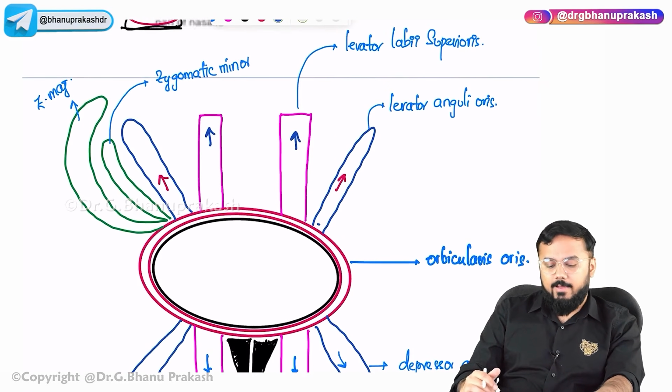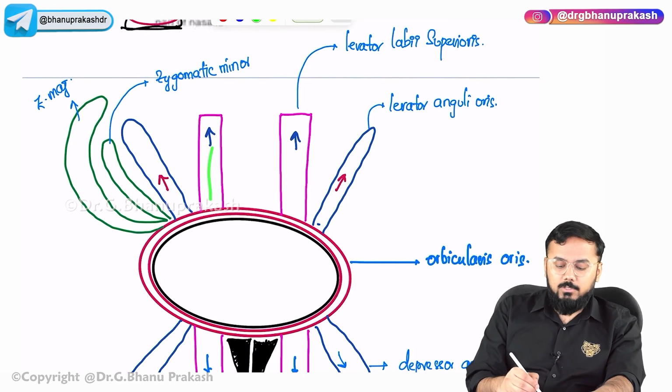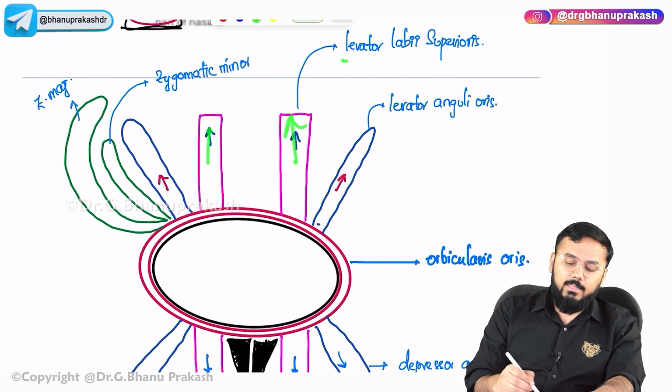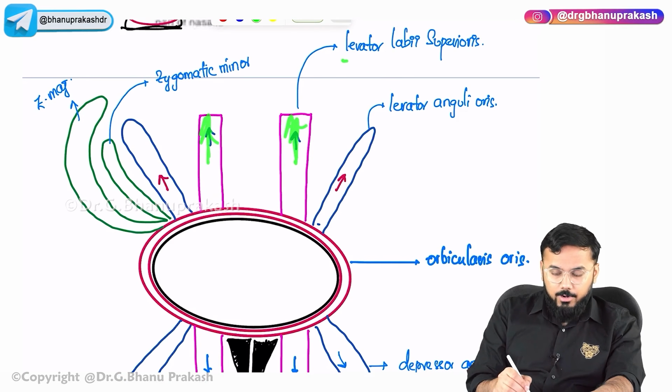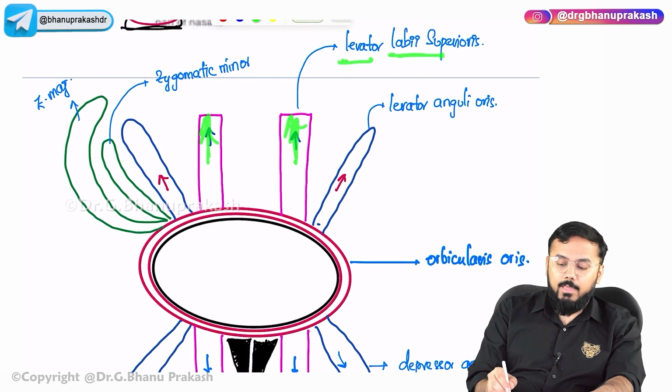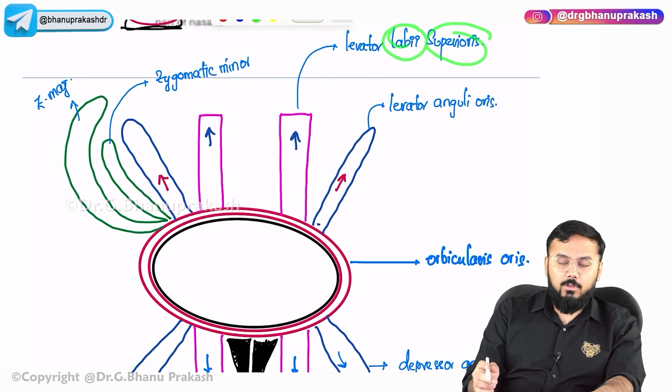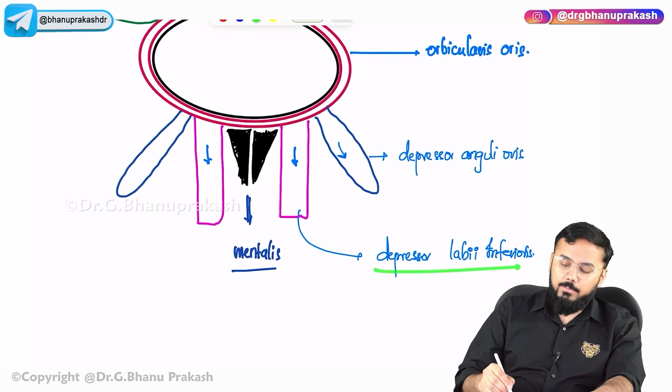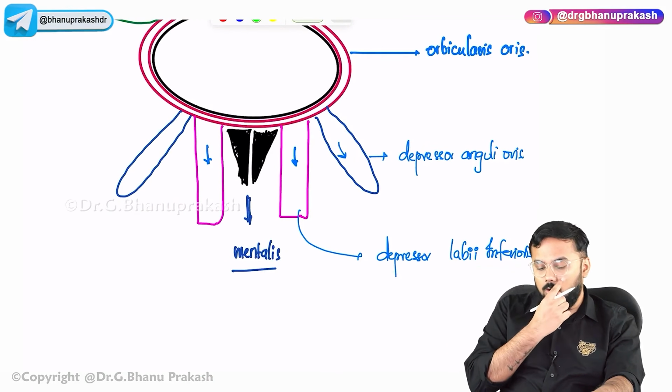Now let us just have a recap of all these muscles. Muscles which are located on the upper lip will elevate, they will pull the upper lip upward. So that is why levator labii superioris. Opposite of elevation is depressor labii inferioris. Where is that located? Down. Depressor labii inferioris will depress the lower lip.